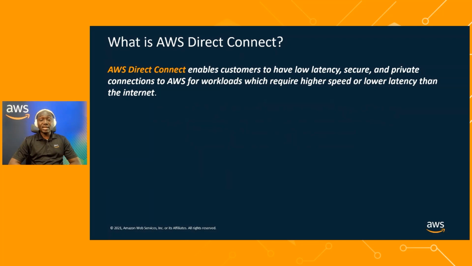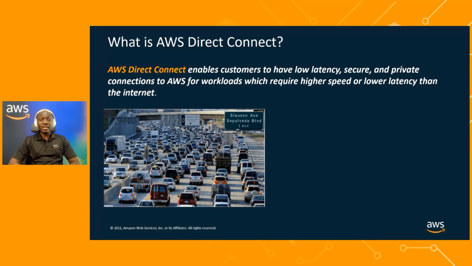Direct Connect is an AWS service that enables our customers to have low latency, secure, and private connections to AWS workloads. This is mostly for services or applications that require higher speed or lower latency than the normal internet. So a simple way to think about this is to think about the internet as a highway, and the cars you see on it, think of it as your network traffic.